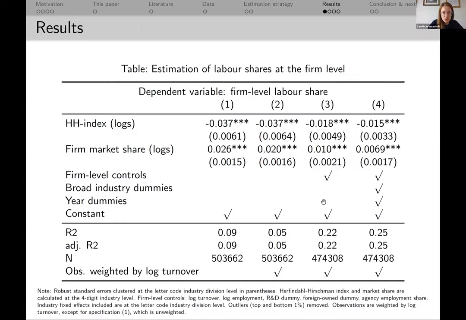That's fine. So here are the main results. Again, the dependent variable is the firm-level labor share. What we're seeing in the top row is that concentration at the industry level has a negative effect on labor shares. So if the industry is more concentrated, we see lower labor shares on average. However, the most dominant firms within those industries, those with a high market share, again have a positive effect on the labor share.